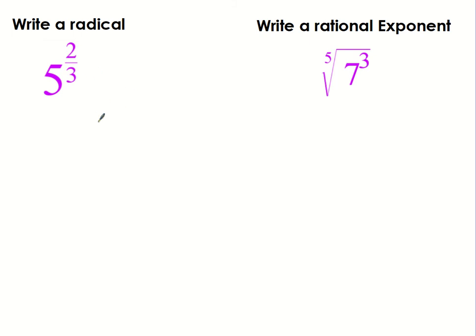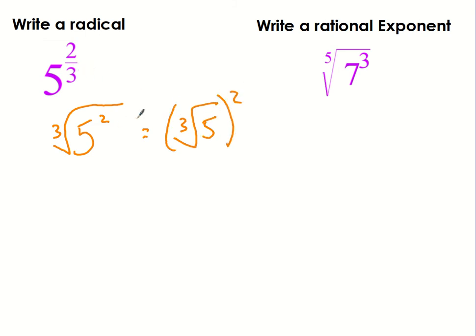Again, the top just goes inside, so that becomes 5 squared, and this is going to be the cube root because the denominator is 3. You can also rewrite this if you wanted to as this. These are the same thing. So these would both be acceptable answers. You could also just write it as the cube root of 25. All three of these are the same.